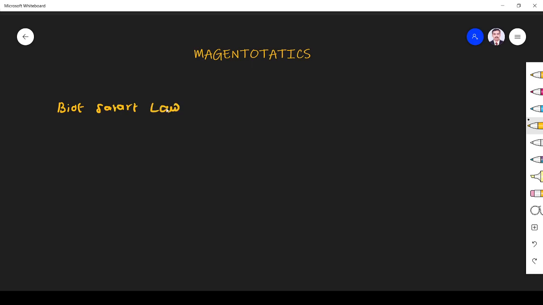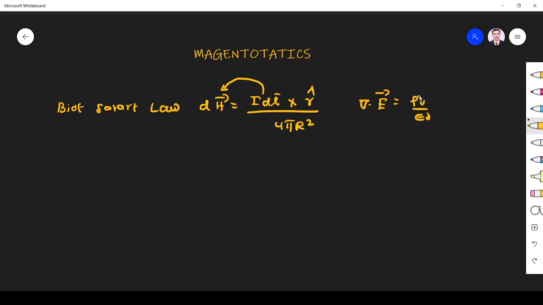Biot-Savart law, right? Which is given by, it gives the relationship dH is equal to I dL cross R vector divided by 4 pi R square. It states that a current element creates magnetic field, right? We know electric field is created by stationary charge. E is equal to, right? Sorry, del dot E is equal to rho V by epsilon.